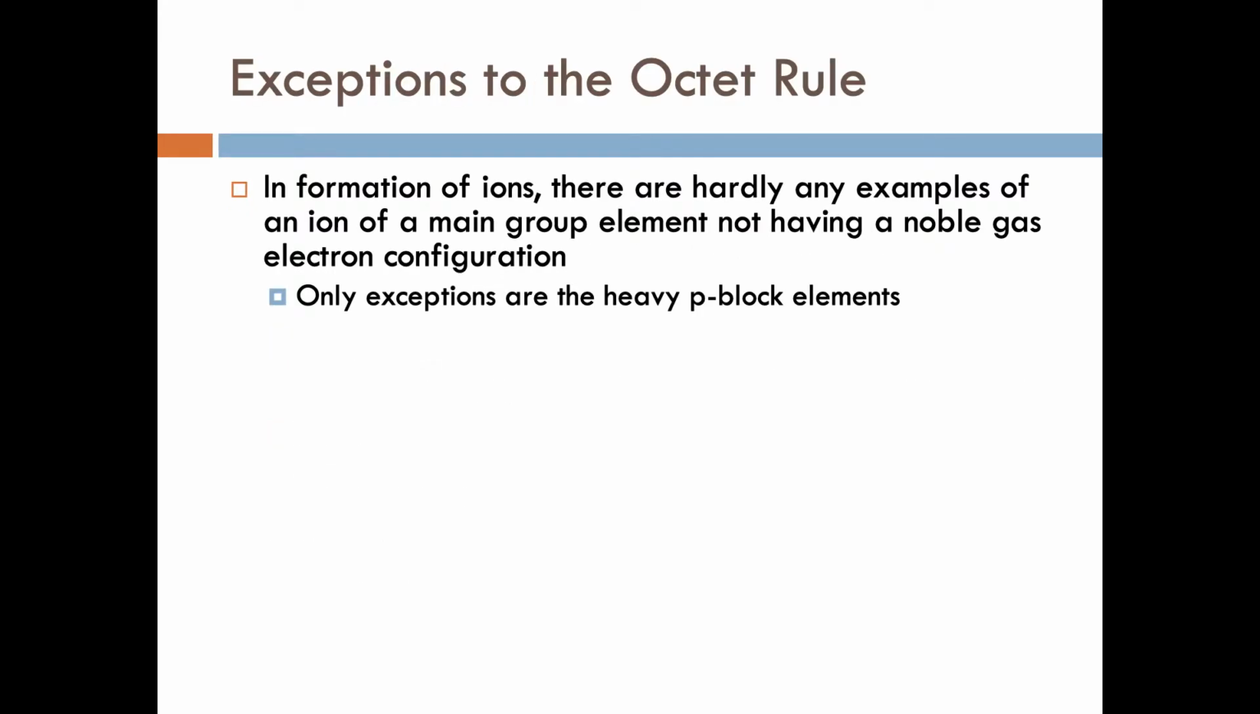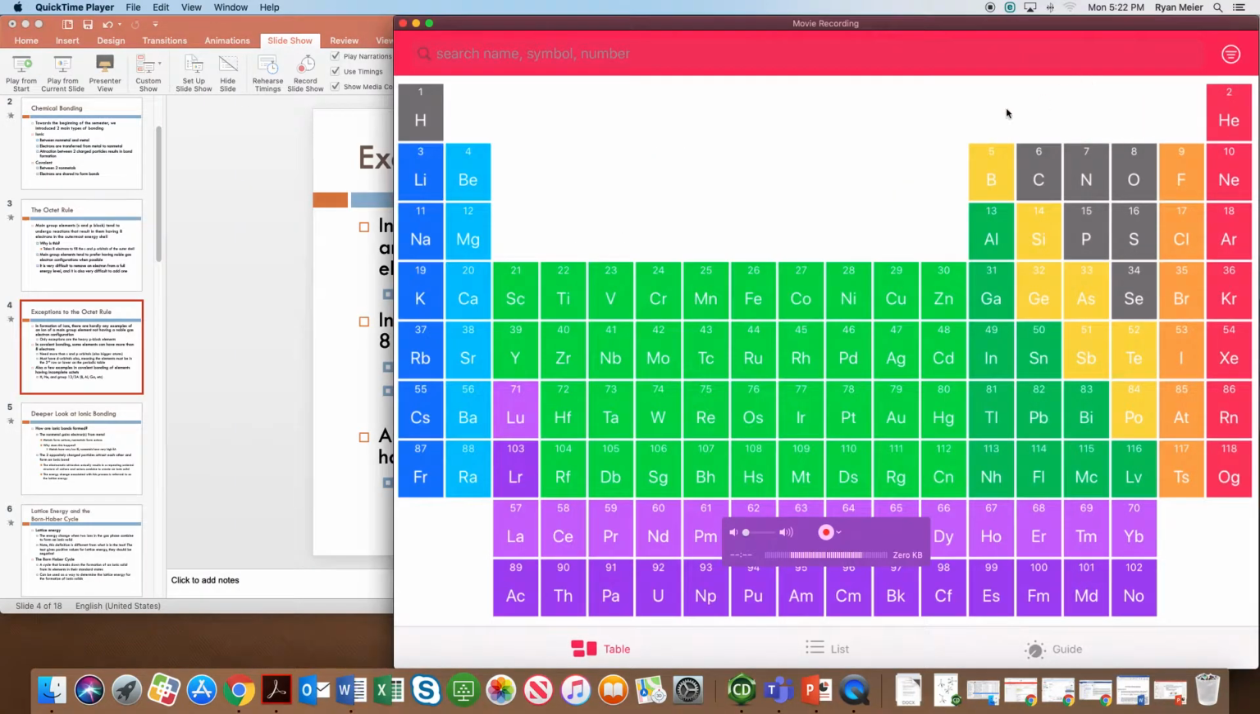Now, there are always going to be exceptions to the octet rule, and I want to go over a couple of them that we're going to see. In terms of exceptions regarding ions, there's only a couple. Most of them are the really heavy P block elements. So let me pull up a periodic table here. If we're looking at a generic periodic table, the heavy P block elements are the ones down here, like lead, bismuth, or polonium. These elements have possible ion charges that don't match what you might normally expect based on the column they're in.